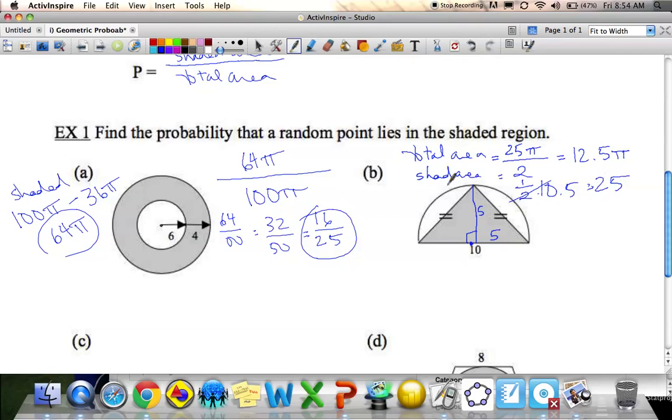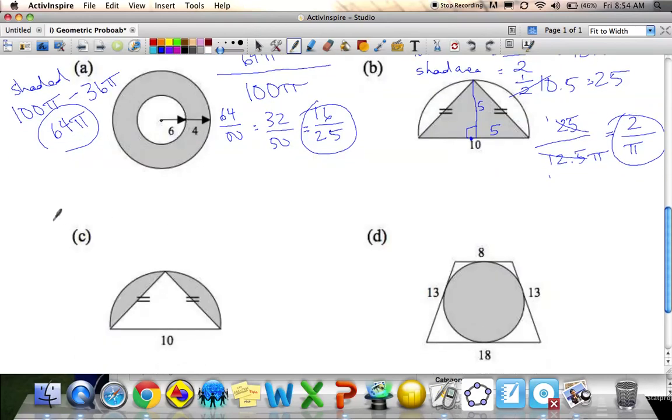So the probability of landing in the shaded area is the shaded area over the total. But we can simplify the numbers so we can get 2, and then 12.5 becomes 1. So this would be 2 over pi. And that would be the answer for B. There are 2 more problems on this page, so you do these. Actually, C looks a lot like B, but the other part.